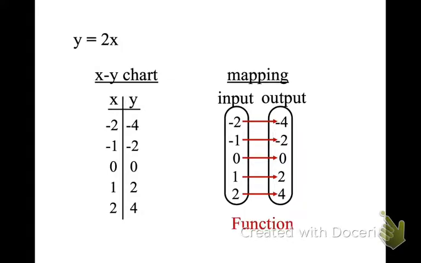So really what this means is I have negative 2, comma, negative 4, ordered pair. This means negative 1, negative 2. This means 0, comma, 0. This means 1, comma, 2. And the next one is 2, comma, 4. Okay? Now we call that a function because there's no repeated x's, which we'll talk about in a minute. Or each x value has only one output.